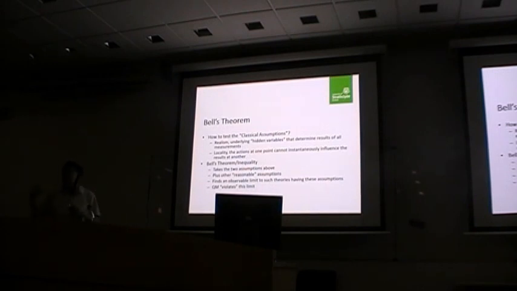Observable limits to what you could actually observe or create with these assumptions. For any physical theory which obeyed these assumptions, you could find limits to the correlations that they would predict. And the key result is that quantum mechanics violates these limits. Hence, Einstein's idea about what quantum theory should be, local and realistic, could not be true.